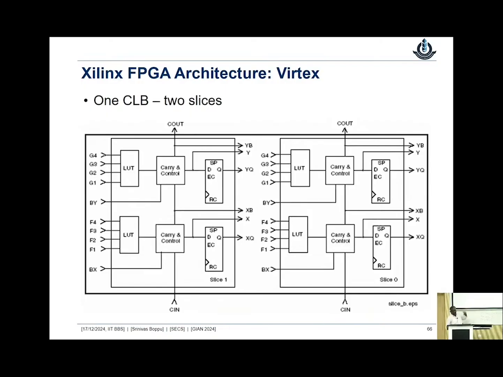So I mean, that XC4000 I showed, right. Now the other class of FPGAs is there. That architecture name is Virtex. Okay, so again, those architectures really look like this.